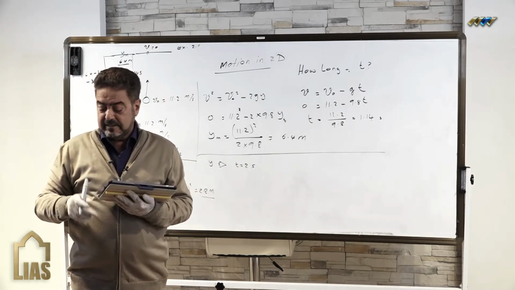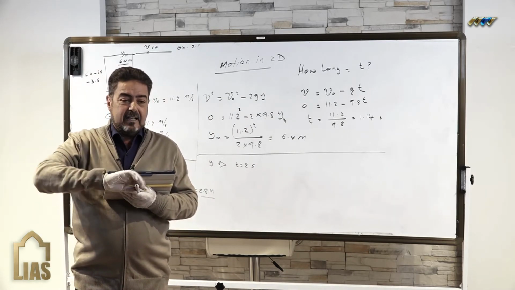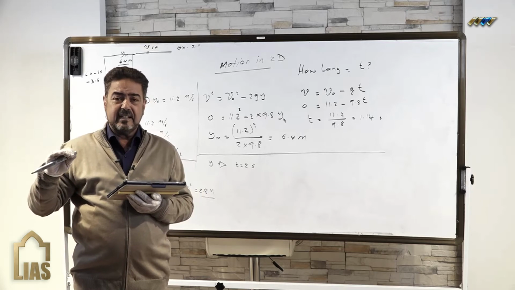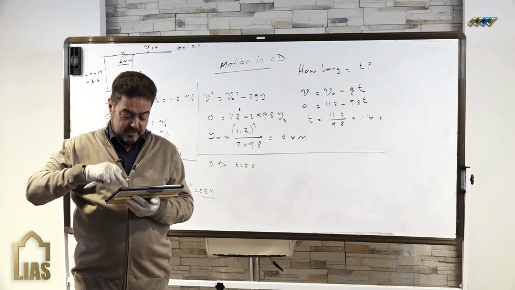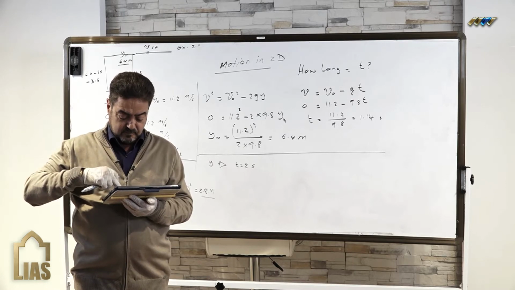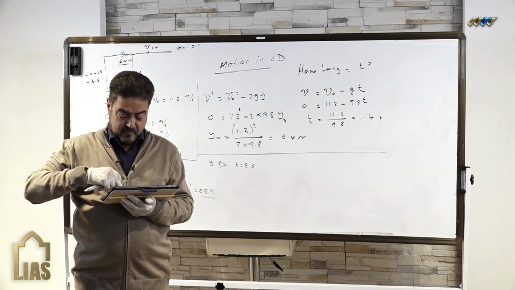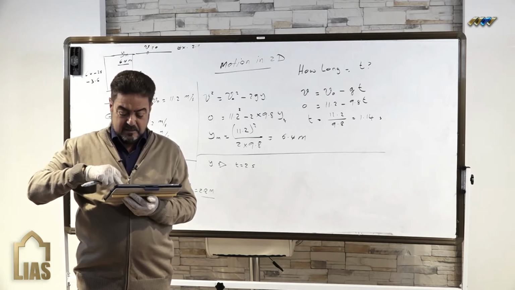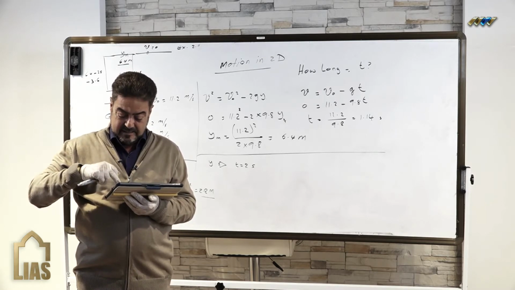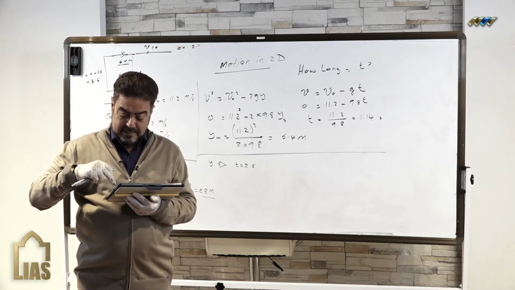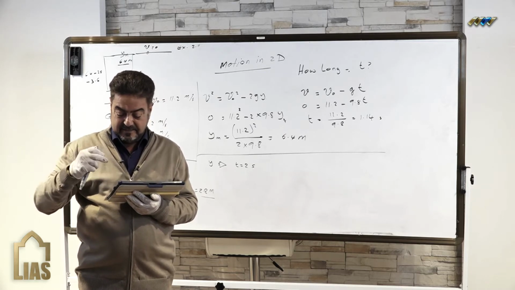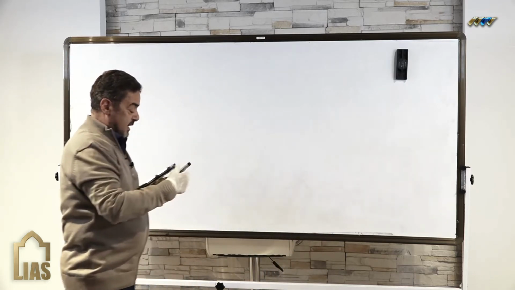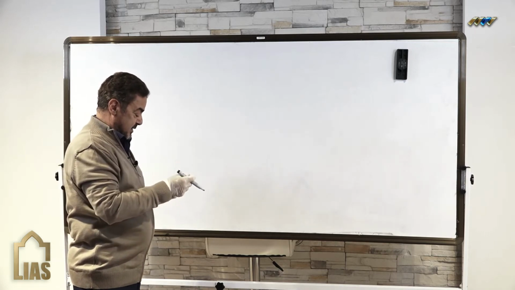Okay, this is a case of vertical motion. Let's combine the two motions, vertical and horizontal, which is in chapter 3, page 67. And the title, as I have written, is motion in two dimensions.